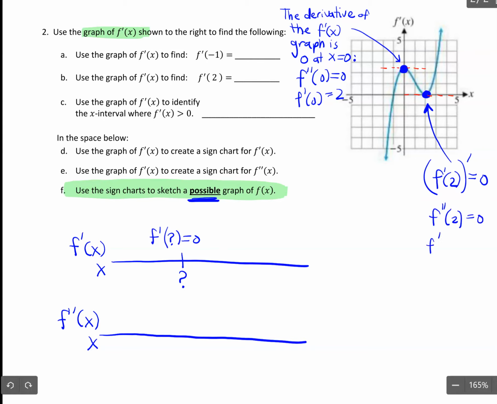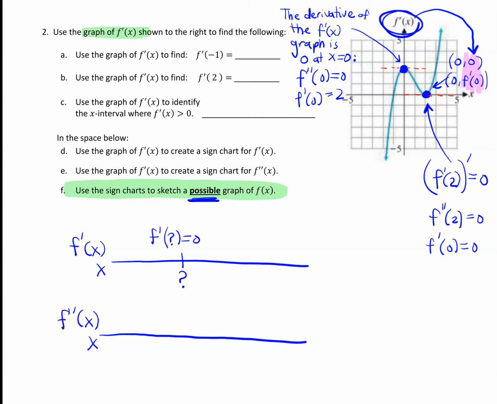And it happens that the first derivative is also 0 there, right? Because I can see that this point right here is (2, 0). And what's been graphed? f prime of x has been graphed, so that's my output. So this is 2, f prime of 2. So f prime of 2 is 0 there. So it just so happens they're both 0. But I'm going to put that information on my second derivative sign chart. Not my first derivative sign chart, my second derivative sign chart.